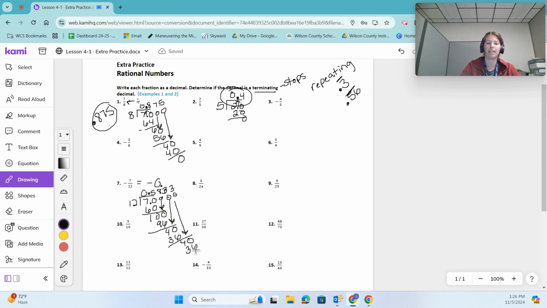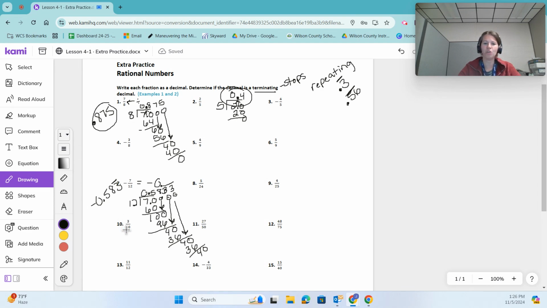We are repeating our process here. So this 3 is going to continue because no matter how many times I subtract and determine how many times 12 goes into 40, I'm going to get the same answer every time. So my decimal here is negative 0.583, and just that 3 repeats. So this is a repeating decimal, still rational, but it is a repeating decimal.